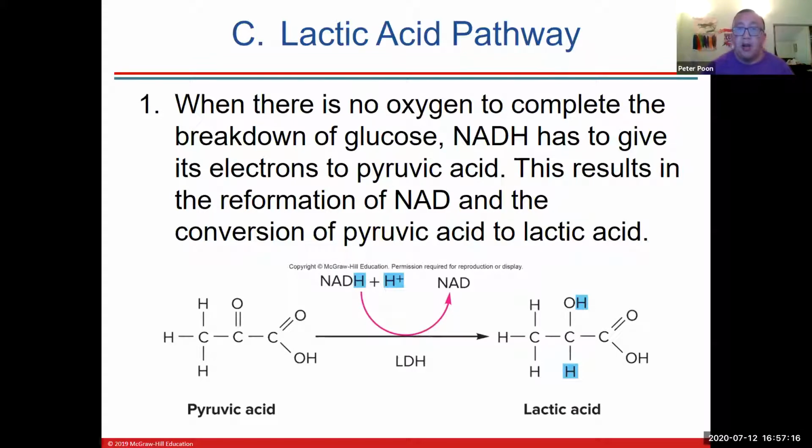But we need NAD. NAD is not in a large amount inside the cell. So when we make NADH, the NADH has to go back to NAD very quickly so we can pick up more hydrogen from other places. It can't just sit there.